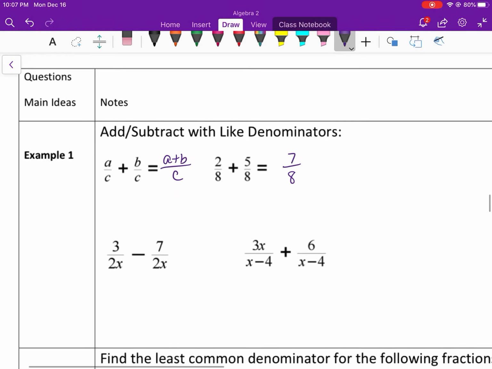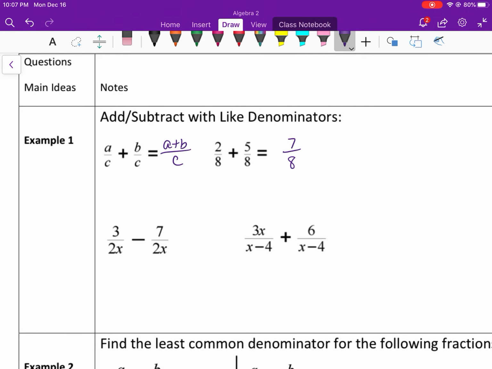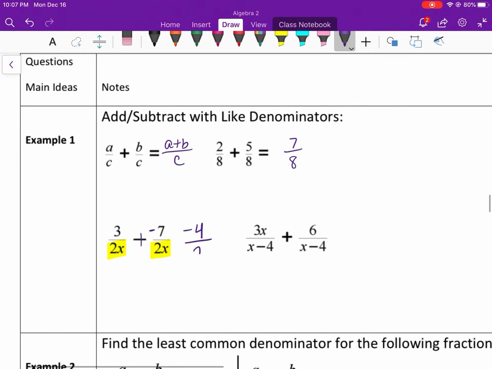It works the same way with rational fractions. So as long as you have a common denominator, which means that the bottoms are the same, then you can just add or subtract the numerators. So like 3 minus 7, or 3 plus negative 7, would be negative 4 over 2x. Then this does simplify more, since negative 4 could be negative 2 times 2. You can take out the 2's. So this would be negative 2 over x would be the final answer there.